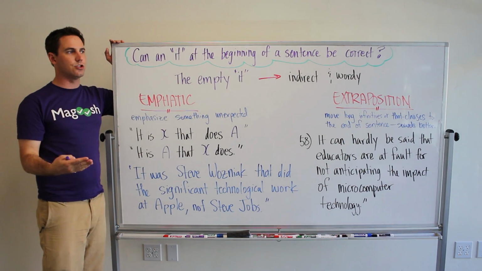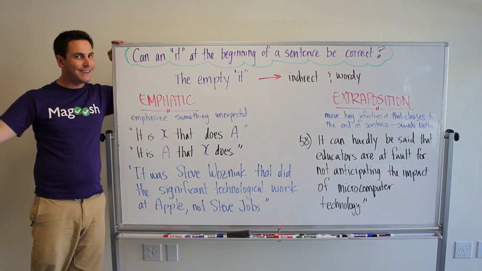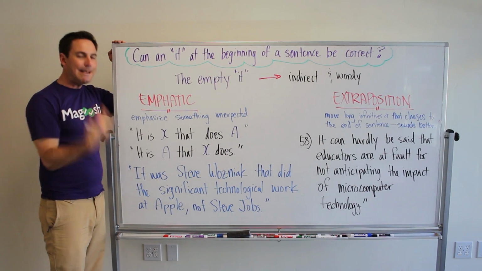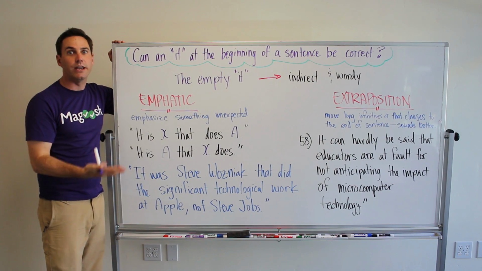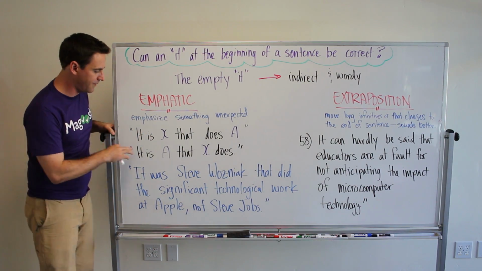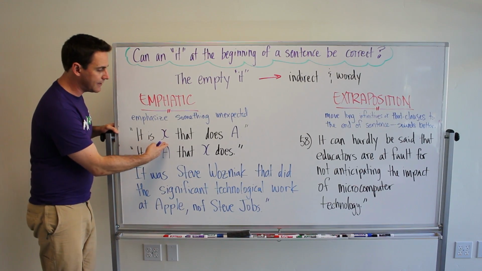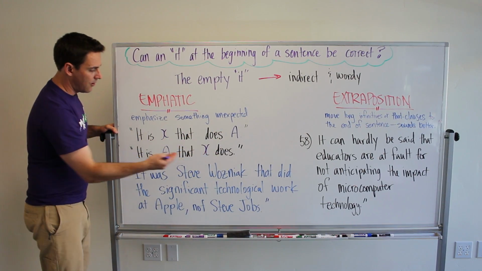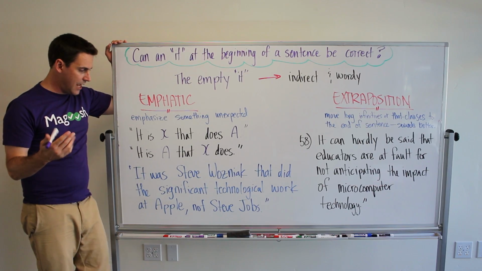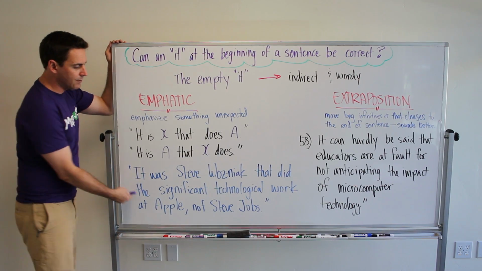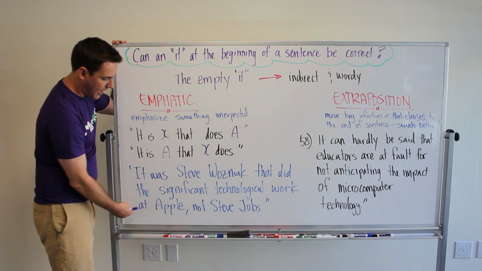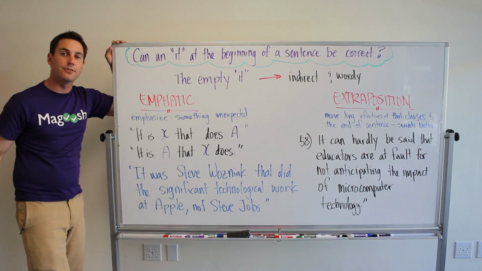And so you would use this construction when the general population thinks one thing, but something else is actually true. So you're actually emphasizing the trueness of this thing that most people don't think about. And there's sort of two constructions of this. There's "it is X that does A," or "it is A that X does." And those are the two versions. And so here's an example. "It was Steve Wozniak that did the significant technological work at Apple, not Steve Jobs."